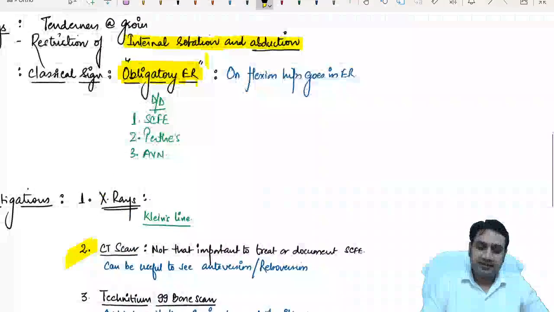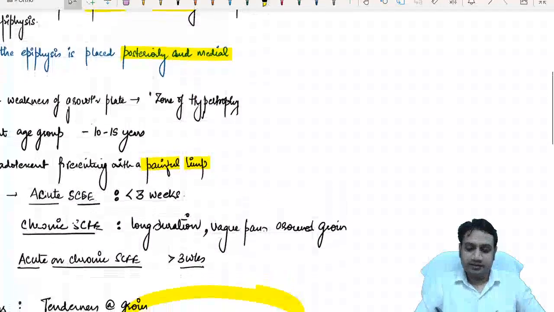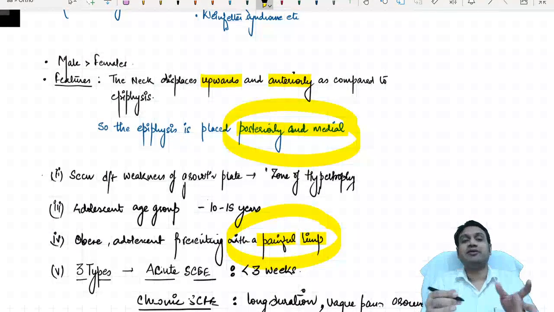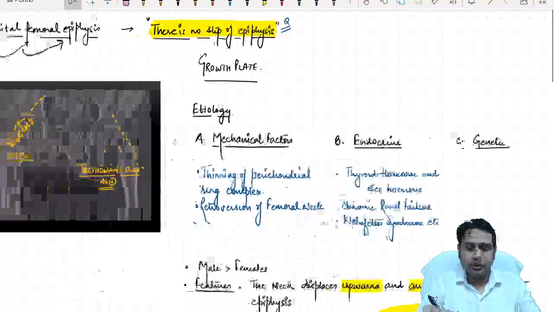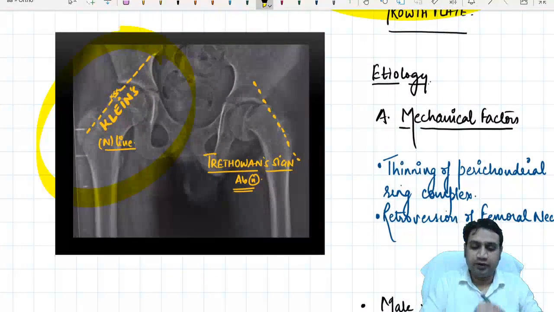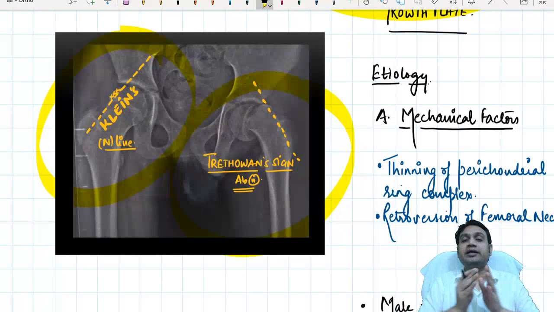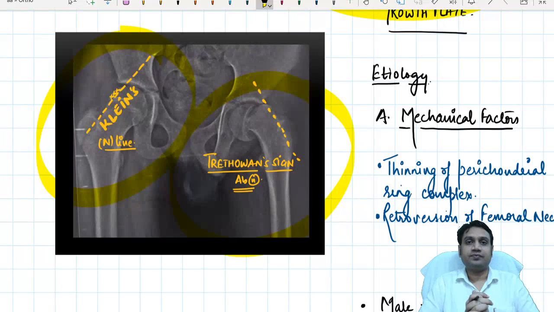Then next, obligatory external rotation, restricted movements, then this limp, whether it is painful or painless limp, in which direction, what is the position of the epiphysis as compared to the head, then is it epiphysis slip or not slip? So there is no slip of the epiphysis. And as per the X-ray, important points, Klein's line and the Trethowan sign, right? So this is in short about SCFE, slipped capital femoral epiphysis, where you can have many questions, or you can simply say that these can be asked as options for a question on SCFE. Thank you so much.